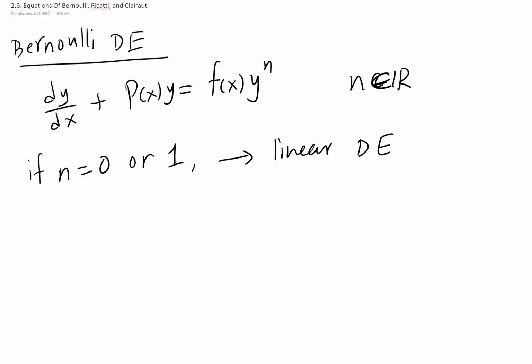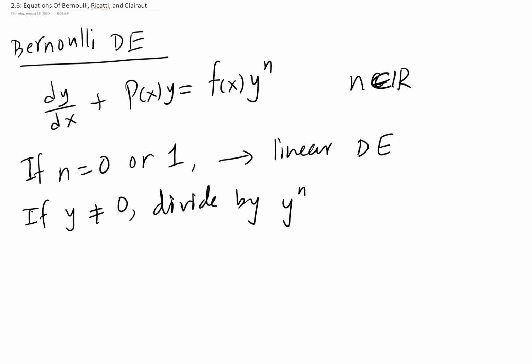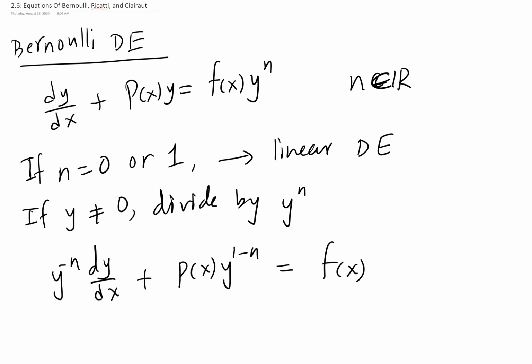So what do we have to put? A condition here. If y is not 0, we can divide the entire equation by y to the n. So we get y to the negative n dy/dx plus p of x y times y to the negative n, so it's y to the 1 minus n, equals f of x.